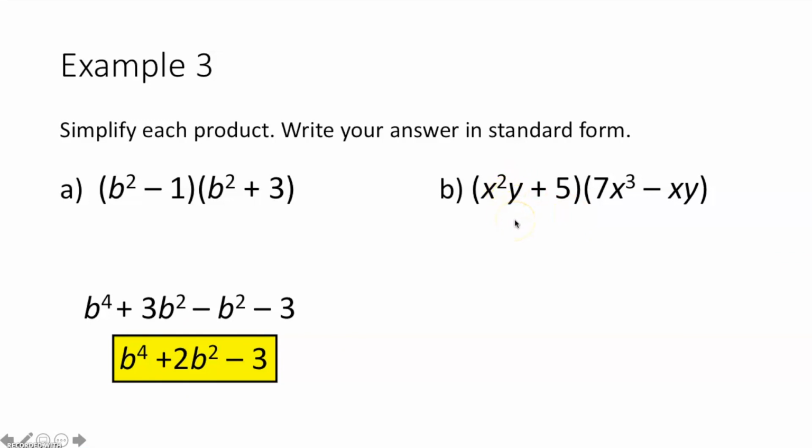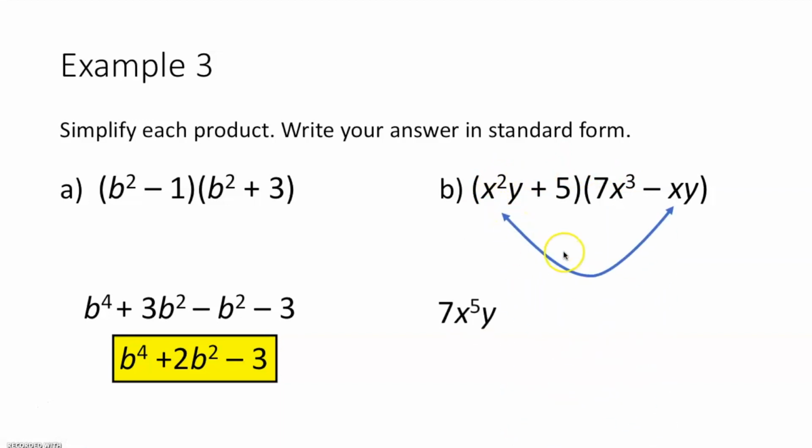Next, we are going to FOIL this. So we multiply the first terms together. So what is x squared y times 7x cubed? Well, we multiply the x's together. So when you multiply x squared times x to the 3rd, you add the exponents. So it's going to be x to the 5th power. So it'll be 7x to the 5th and then y.